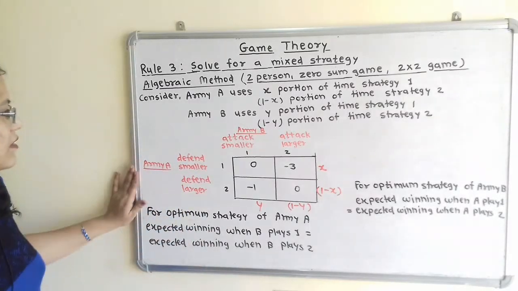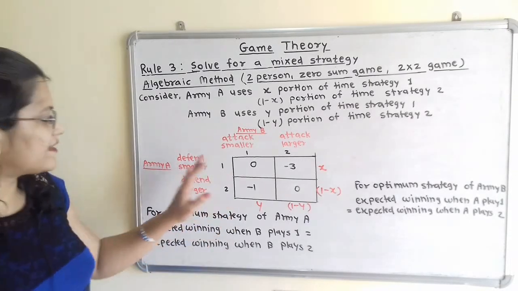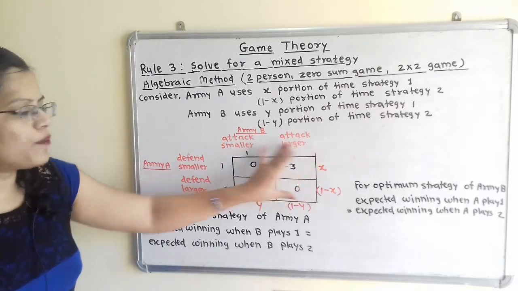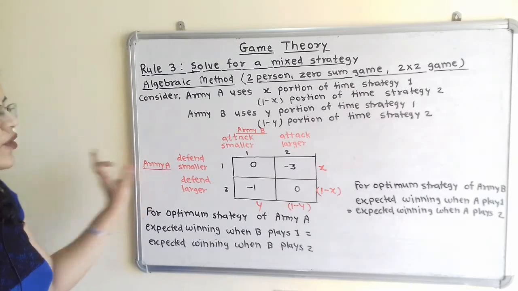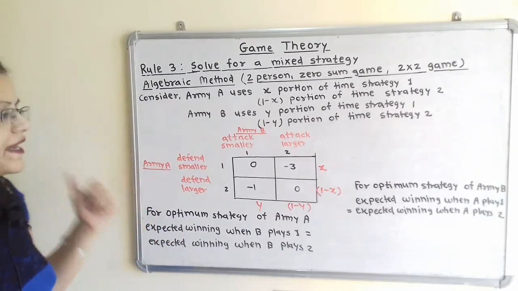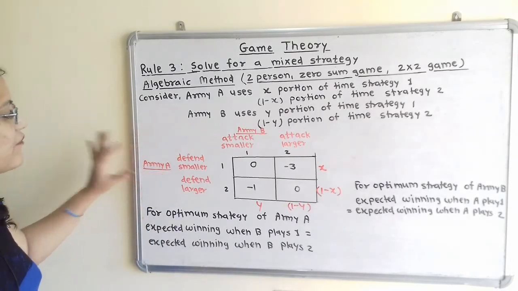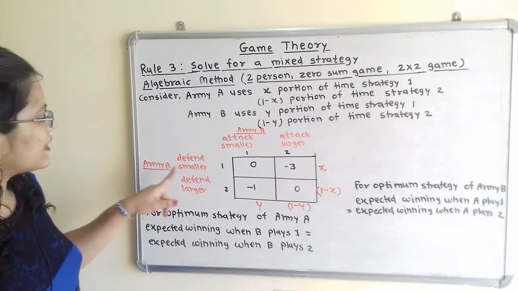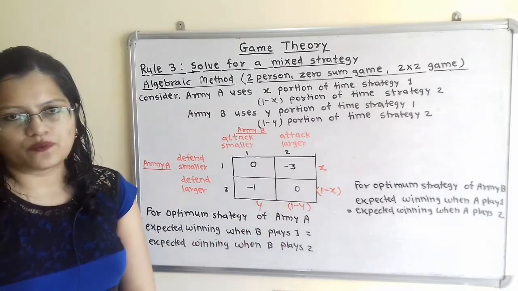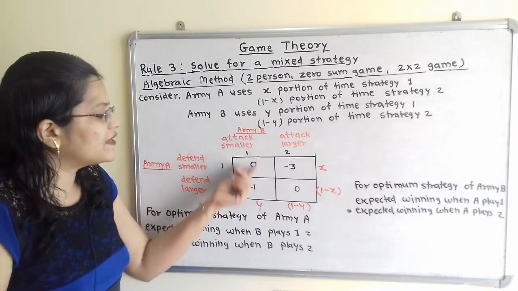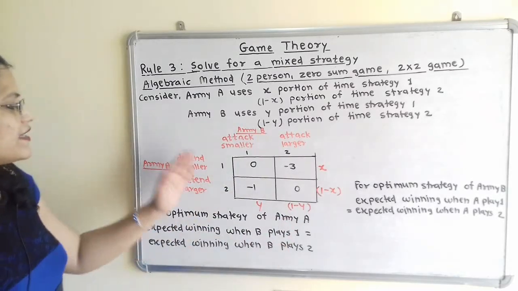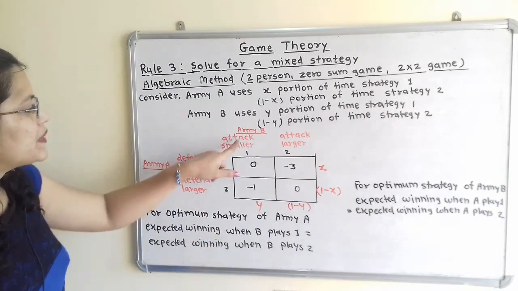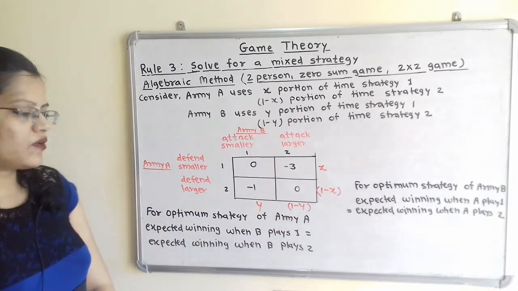Now here we have to find out the optimum strategy for Army A as well as Army B. So how to find the optimum strategy for Army A? We will observe this matrix. For the optimum strategy for Army A, we have to find the expected winning. The expected winning for Army A when B uses strategy 1 is equal to the expected winning of Army A when B uses strategy 2. It depends on B which strategy he will use, and that is unknown. It is irrespective of the other person's strategy, which is not known, and that's why we have to equate the expected winning when B plays column 1 and when B plays column 2.